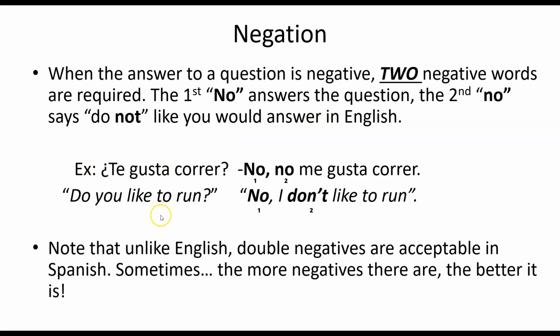¿Te gusta correr? Do you like to run? No, no me gusta correr. No, I don't like to run. So the first no means no. And the second one is don't or do not. No, I don't like to run. So note that in English, double negatives are not acceptable, but in Spanish they are. Sometimes the more negatives there are, the better it is.